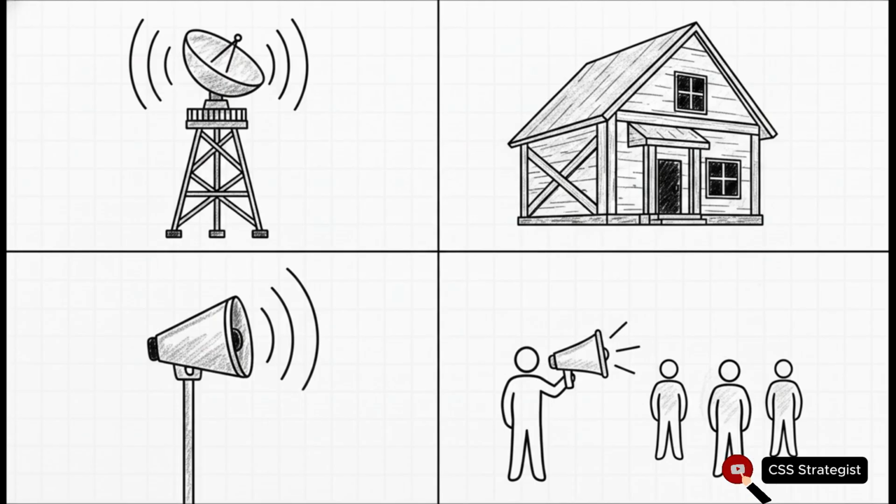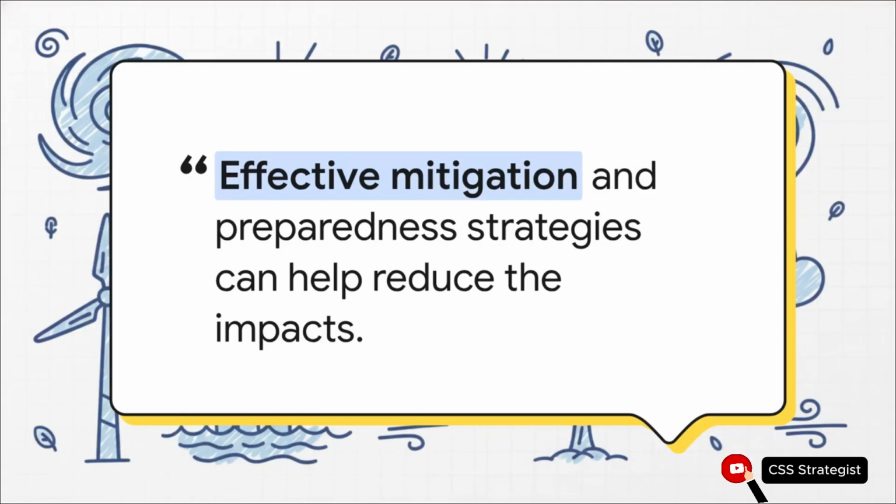We absolutely need the implementation of advanced early warning forecasting systems to buy people precious time. We must aggressively enforce stronger, modernized building codes that can actually withstand these higher wind loads. Furthermore, comprehensive emergency response plans and widespread public education campaigns are totally vital. We have to ensure communities know exactly what to do the second the sirens sound or the evacuation orders are given.